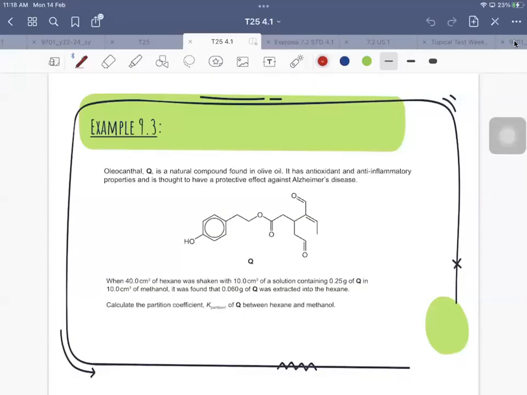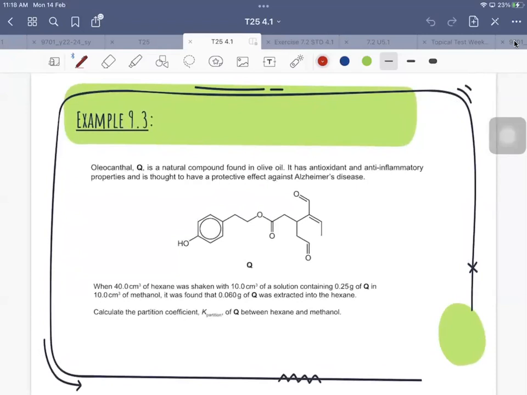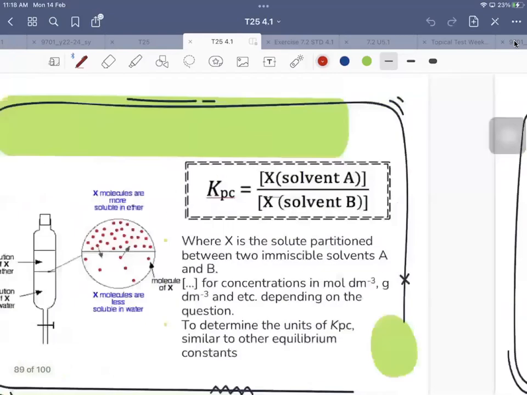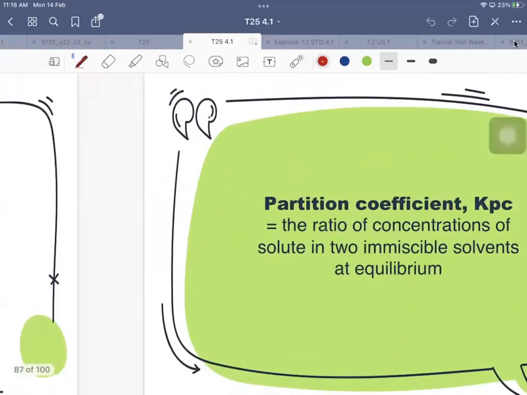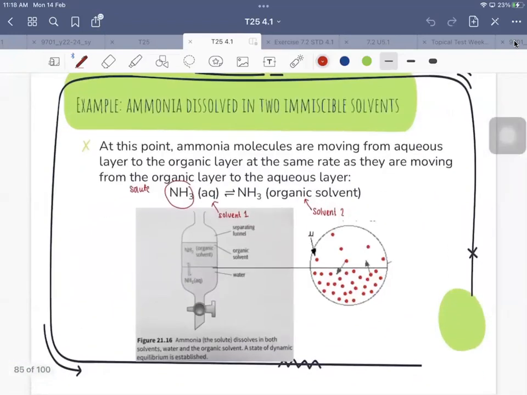Okay, assalamu alaikum and good morning. So today we are going to continue with our theory, topic 25, which is Equilibria. In our last session, we were looking at partition coefficient, KPC, where partition coefficient is looking at the distribution of a solute being distributed between two liquids that are immiscible.